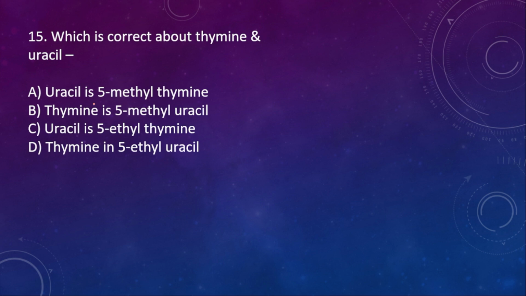Uracil is 5-methylthymine, whereas B, thymine is 5-methyluracil, and then C, uracil is 5-ethylthymine, and then D, thymine is 5-methyluracil. So here the right option is option B, thymine is 5-methyluracil.